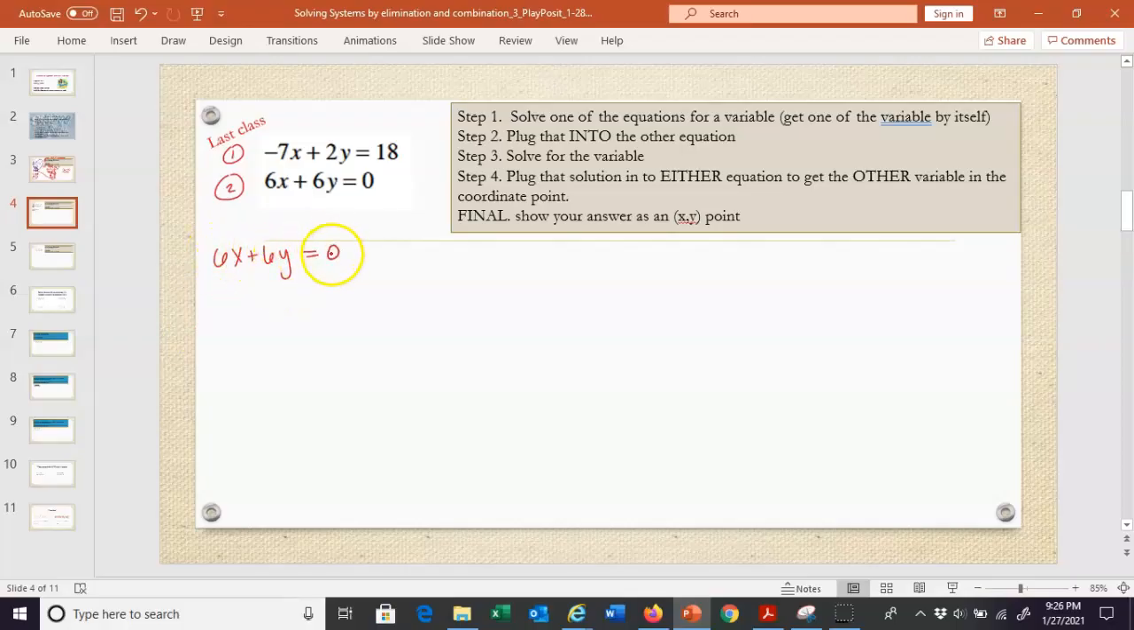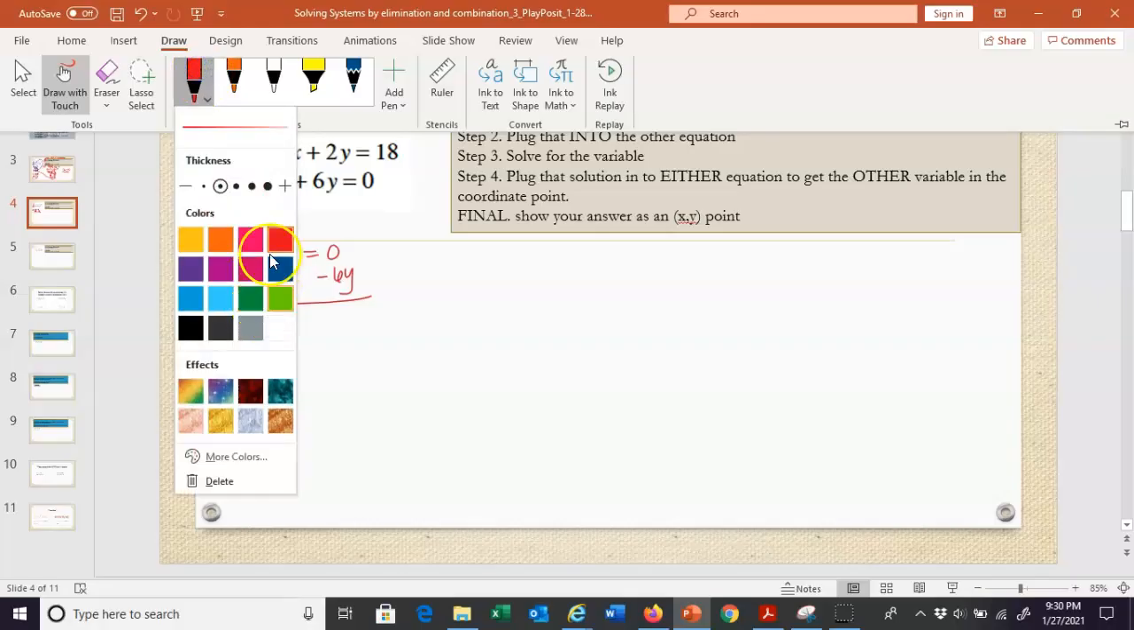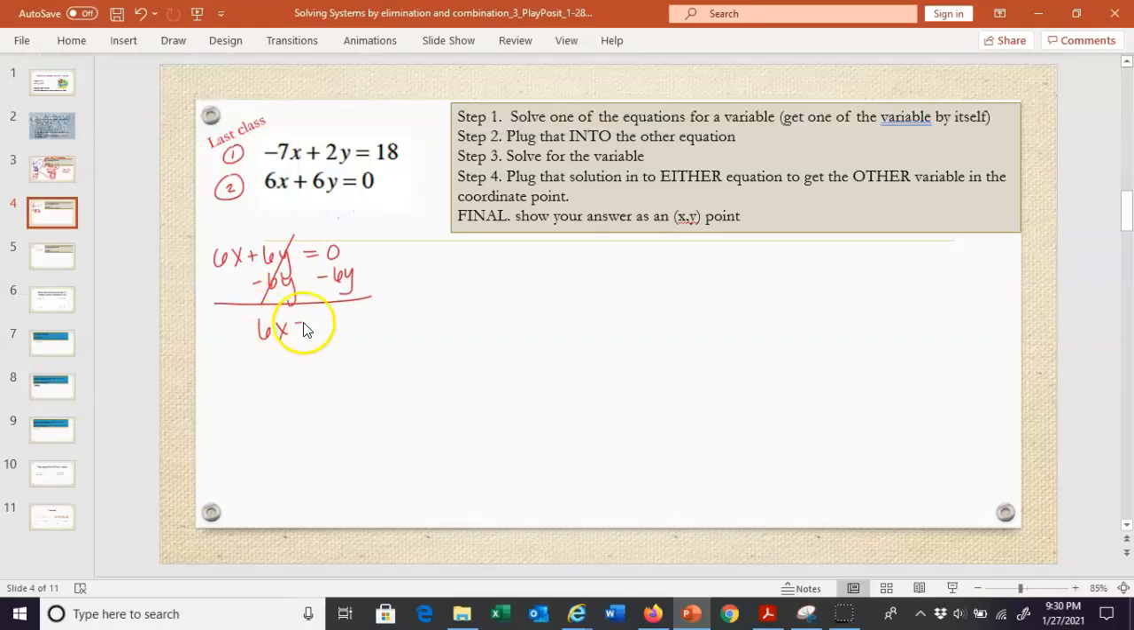Okay, so we got to pick. I'm just going to get x by itself. Why not? They're both kind of the same with the 6's there. So we have 6x equals -6y. Let me grab my pen. Okay, now we're going to keep solving for x. We'll divide both sides by 6. And we get x equals -1y. All right, step number 1, done.